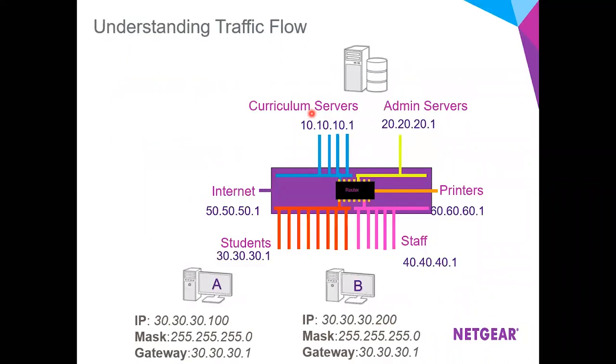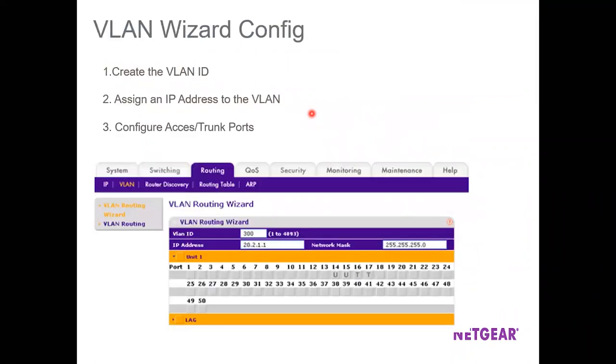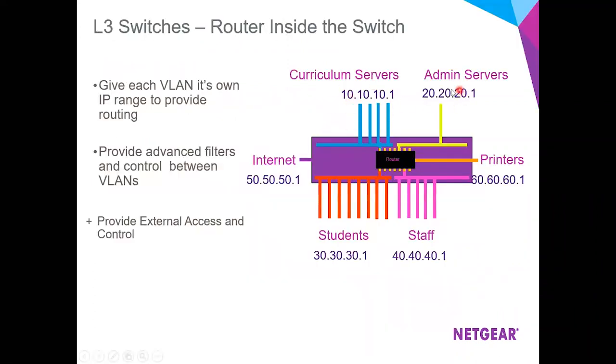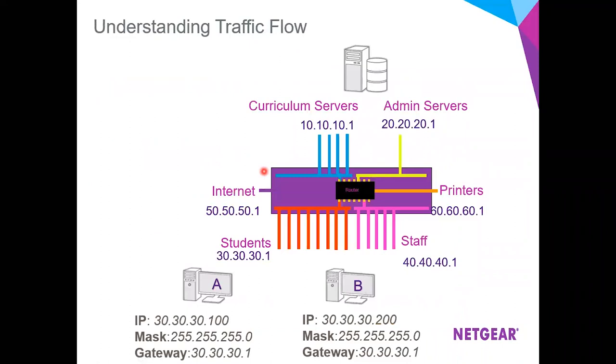So going back to the routing, because that's what we really want to focus on today. We created the VLANs and this schema here, the different VLANs with the different IP networks and everything. Now let's understand how it works. Understand first the traffic flow. Let me show it to you. I want to communicate between device A, which has an IP address of 30.30.31.100, and device B, which is also in the students' VLAN with the IP address of 30.30.32.00. So how does it work?